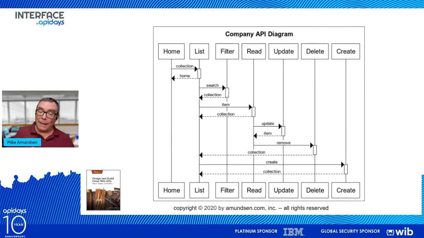And notice, by the way, these are all things that are in loops. I get a list, and I go back to home. I search, and I get the collection. I get the item, and I can go back to the collection. Again, we're talking about that loop, which is so very, very important. And again, this is not too technical. Almost everyone can figure out what's going on in this diagram.